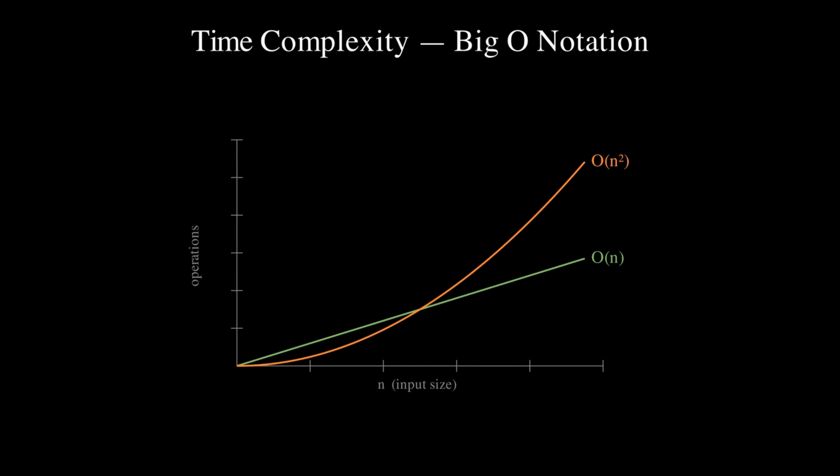For small inputs, the parabola may look harmless, but watch what happens as n climbs into the thousands. The parabola rockets upward, while the line stays nearly flat. Big O tells us which algorithm wins on truly large inputs, and as we will see, the grade school multiplication algorithm has a time complexity of O of n squared.